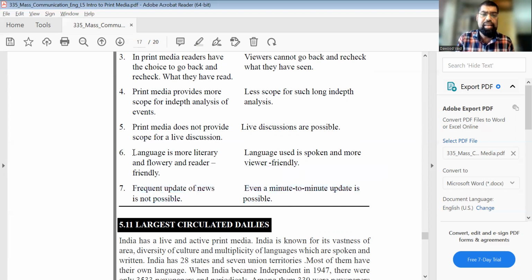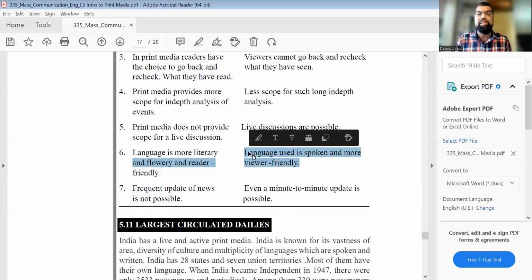Language in print media is more literary, more grammatical, more flowery. Punctuation marks and spelling mistakes will be taken very seriously. But in oral media, in electronic media, language is very user friendly. You don't need to do that. It is a much simpler, less formal medium.